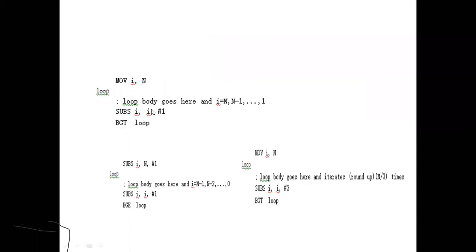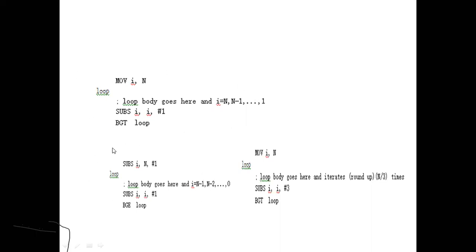Look at this example here. Move n to I. Subtract 1 from I and store it back. If it is greater than 0, loop it back. That is, it starts from n and ends at 1. So you start from n and go up to 1. That is the body of the loop instruction.